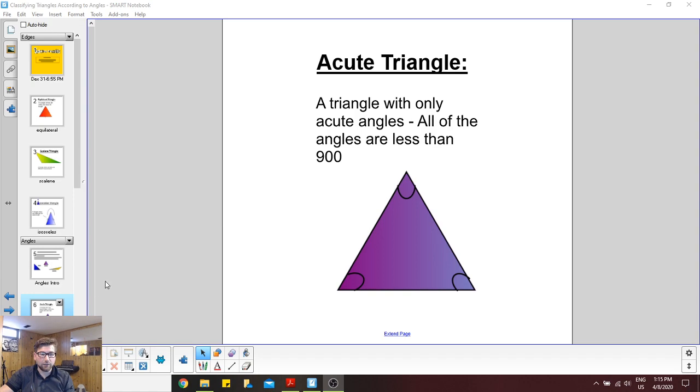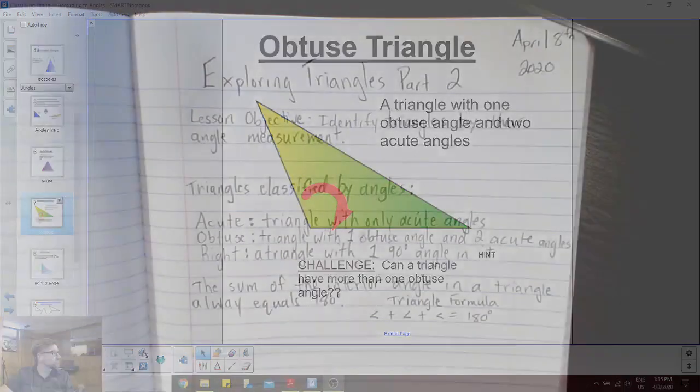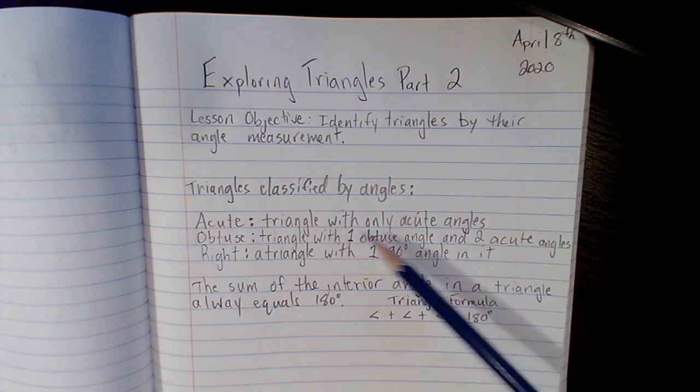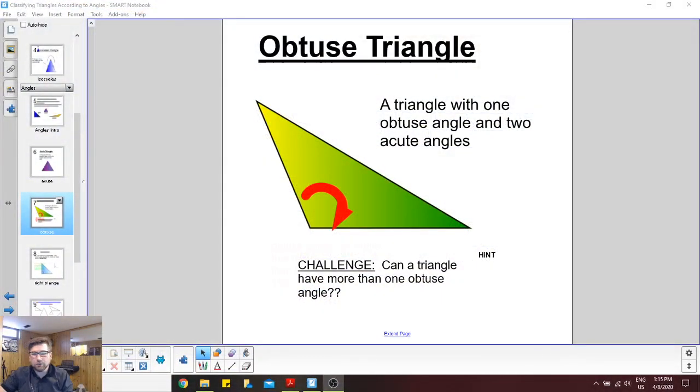Next, we have an obtuse triangle, a triangle with one obtuse angle and two acute angles. Obtuse triangle, triangle with one obtuse angle and two acute angles. There's a challenge question on the bottom. Can a triangle have more than one obtuse angle? And we will find out.